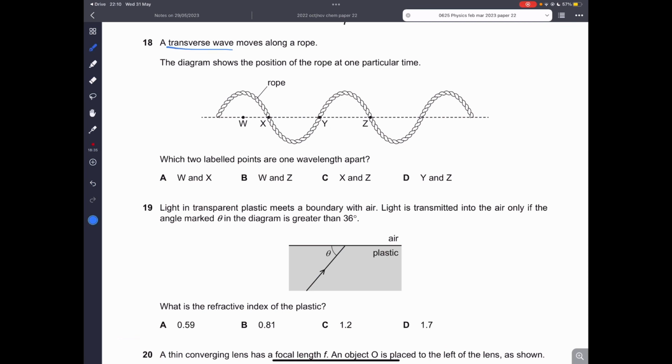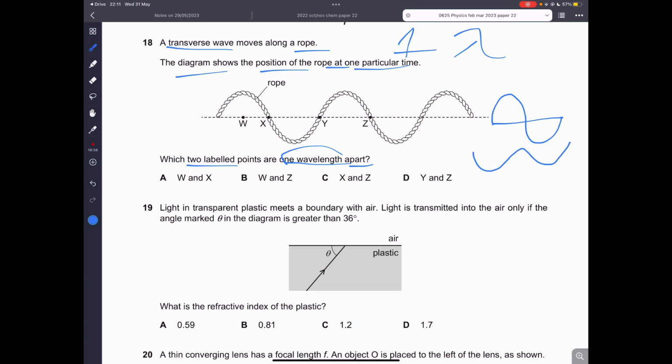Question number 18. A transverse wave moves around a rope. The diagram shows the position of the rope at one particular time. Which two labeled points are one wavelength apart? Well, this is letting us find one wavelength. One wavelength typically is from this end to another end. It could also be from one trough to another trough. So for example, from here to here is also a wavelength. There are many ways of looking at which is a wavelength or not, but here we can see that X and Z gives one full complete wavelength, and therefore X and Z is the correct answer, so C is the correct answer.